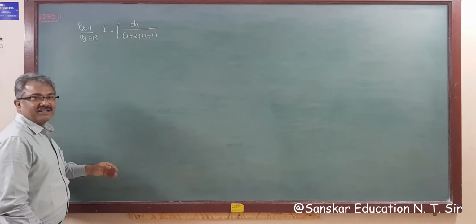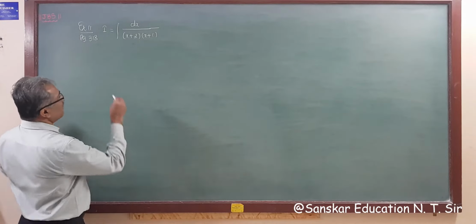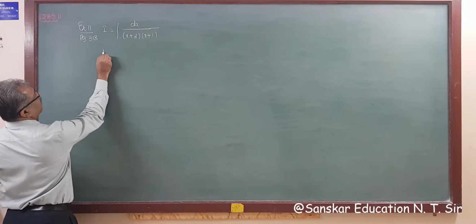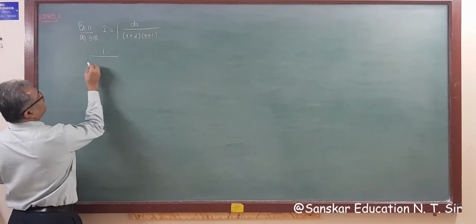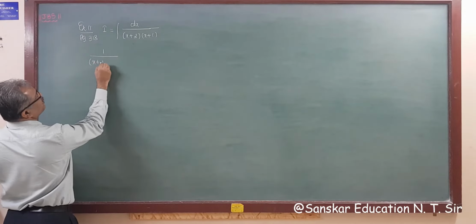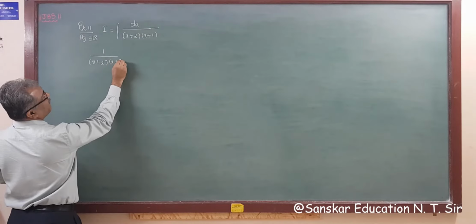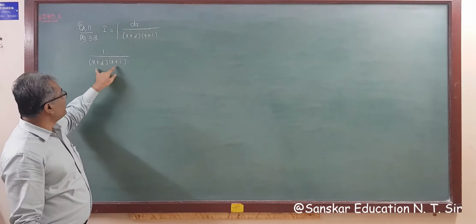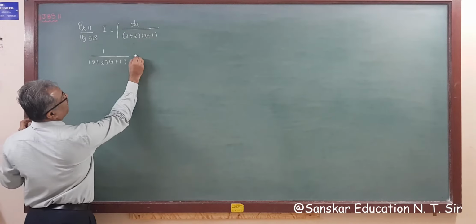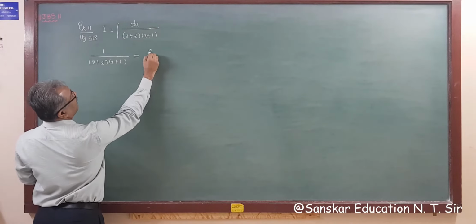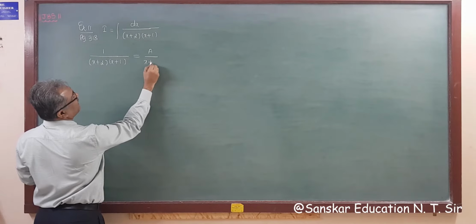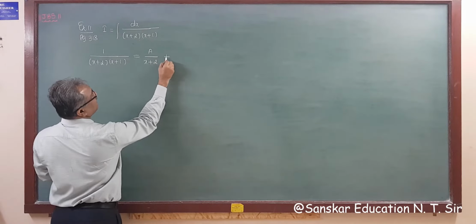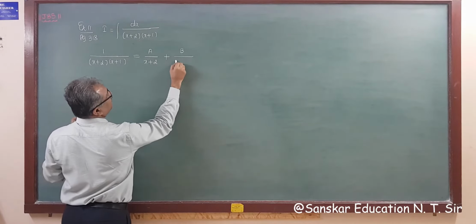Now in the partial fraction method, how do we apply it here? See, you have to write the factors, that is x plus 2 and x plus 1, as I explained earlier. Now these two factors give one constant upon one factor, so I am writing a upon x plus 2, plus another constant upon another factor.